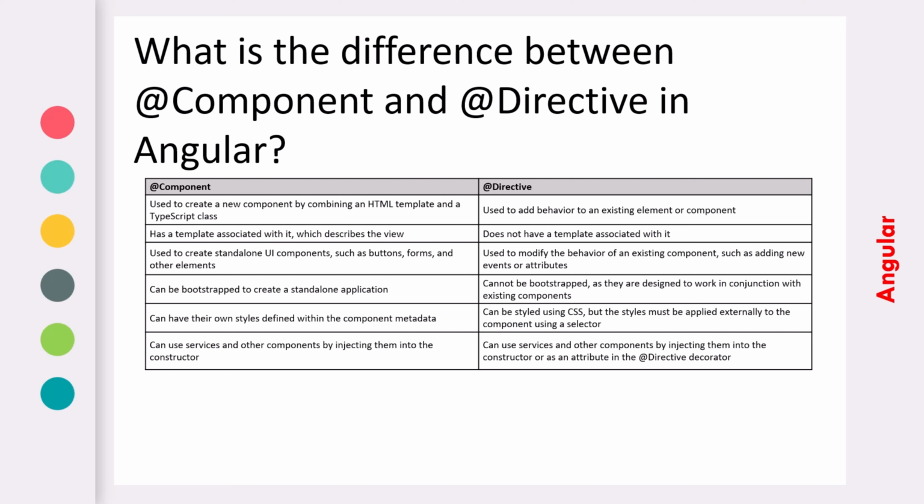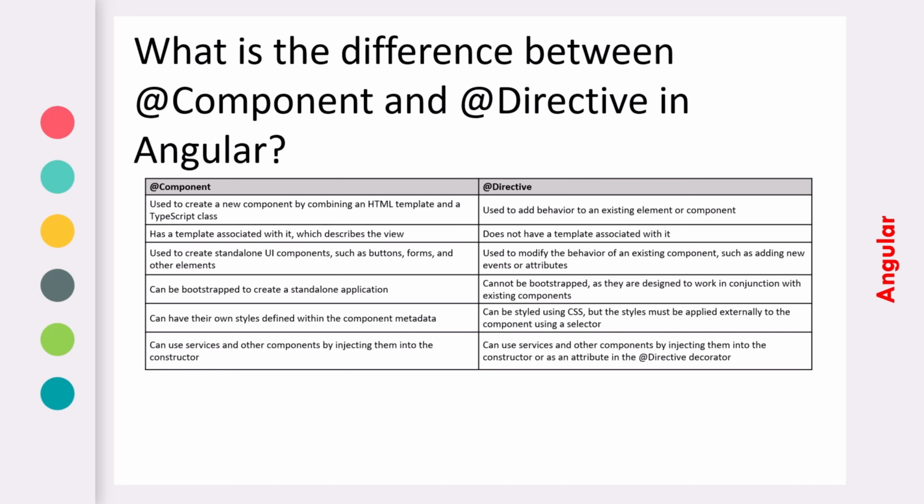@Component is used to create standalone UI components such as buttons, forms, and other elements. @Directive is used to modify the behavior of an existing component, such as adding a new event or attribute. @Component can be bootstrapped to create a standalone application, but @Directive cannot be bootstrapped, as they are designed to work in conjunction with the existing component.